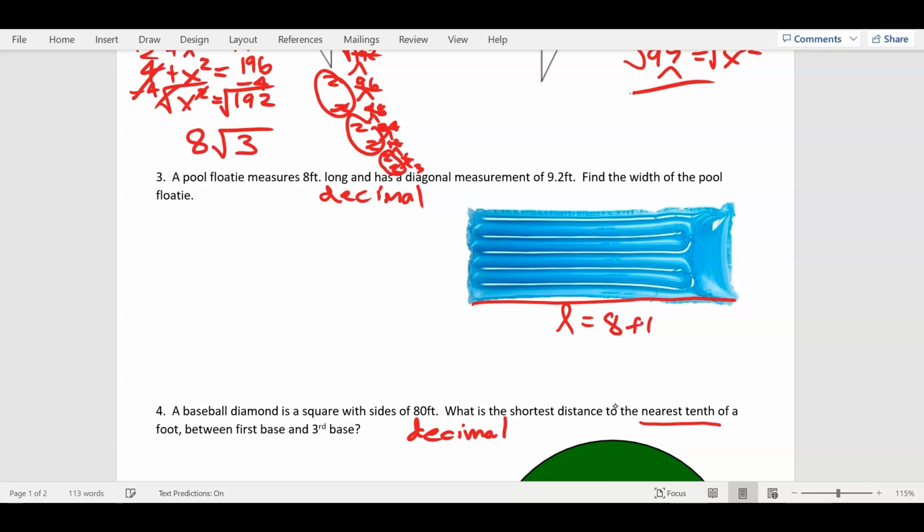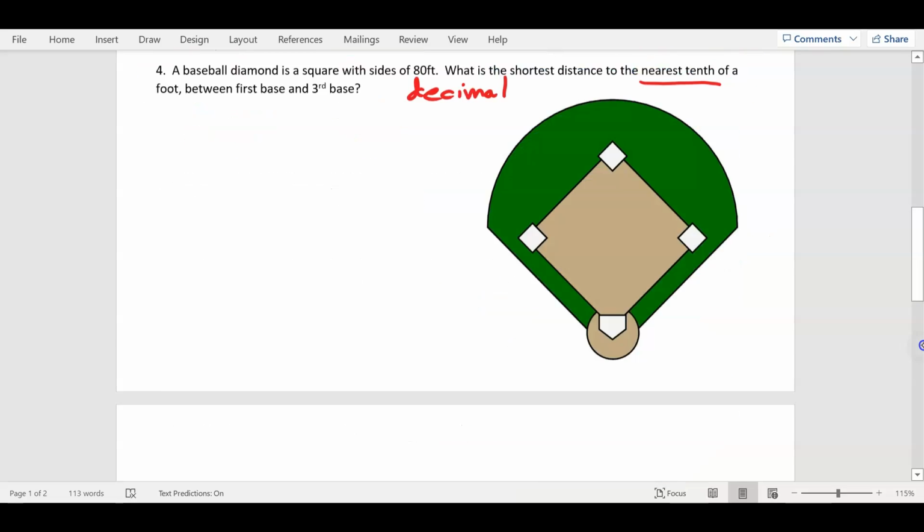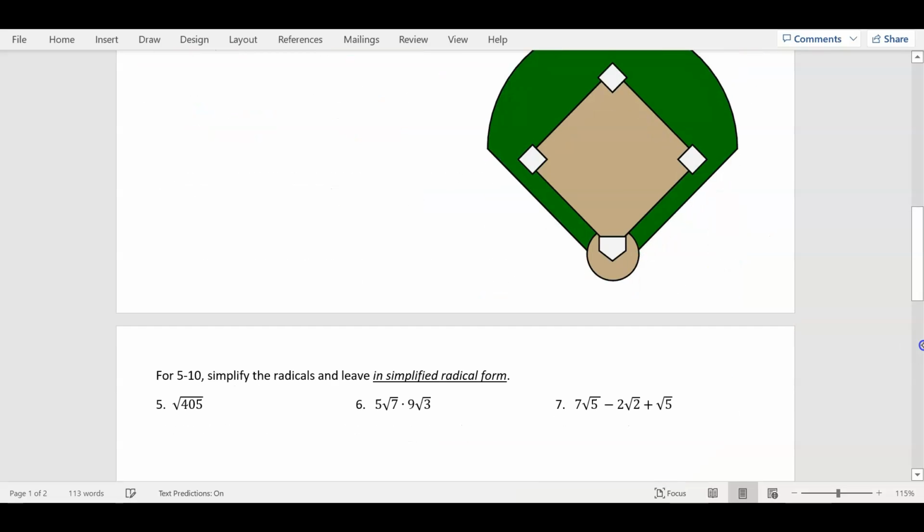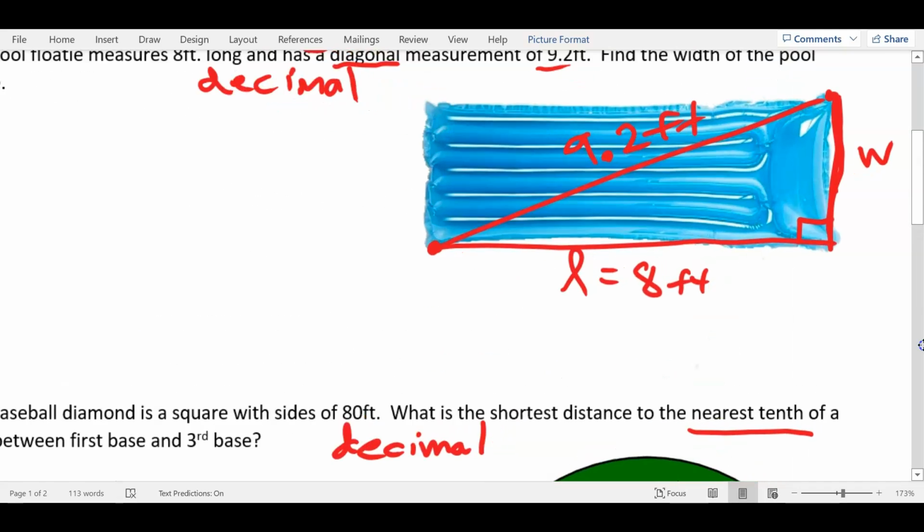Then it tells me the diagonal. Diagonal is 9.2. Now remember, diagonals go from corner to the furthest opposite corner. This is 9.2 feet. So that means I'm missing this right here, which would be the width. The width is missing. And then I have a right angle, because thank you for doing that weird thing. Just kidding. Don't do that.